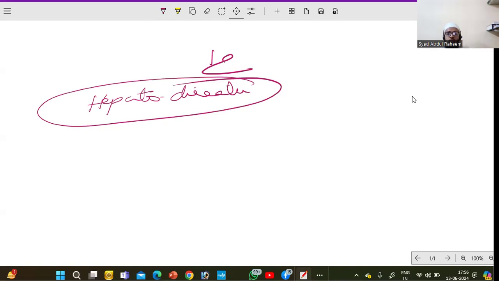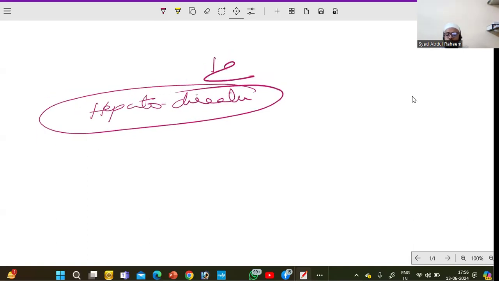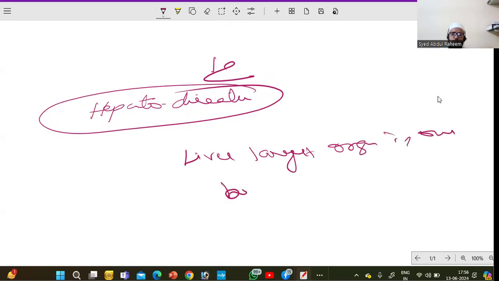It is related to, the liver is the largest organ in our body. First thing. And second, it is related to the digestive system. Okay. So for the digestive system, the liver plays an important role in the digestion of fats, mostly by releasing bile.